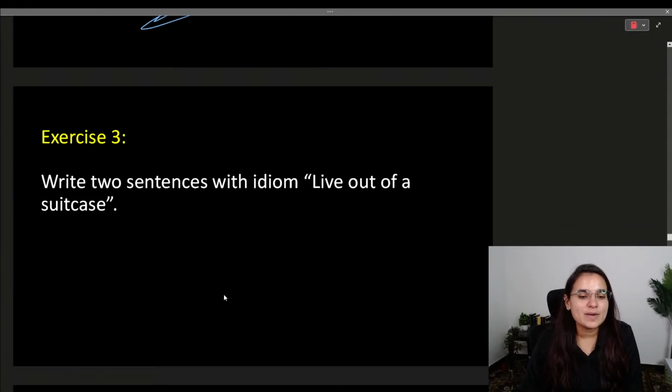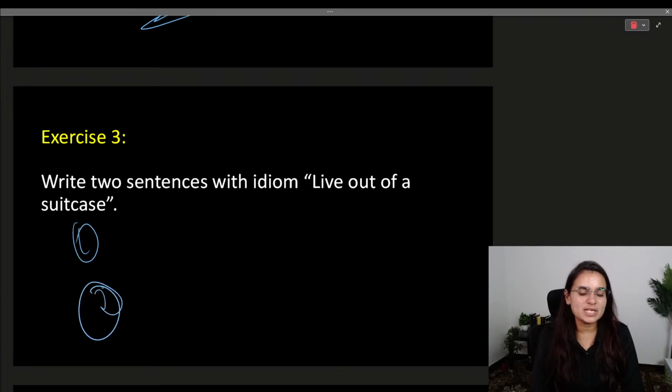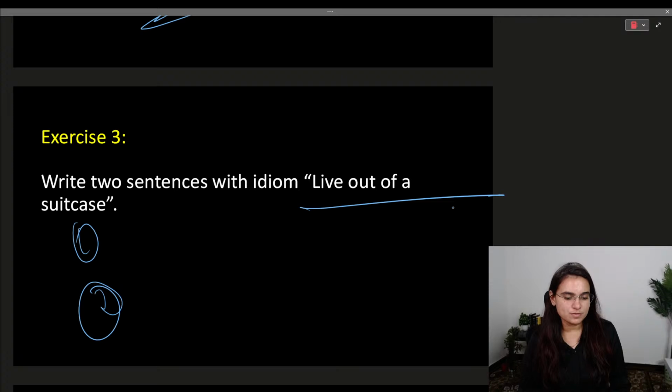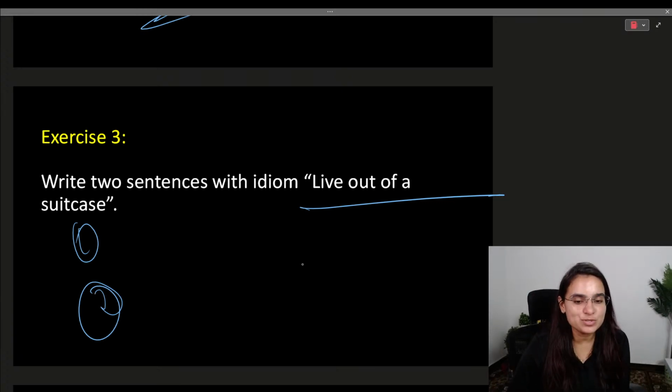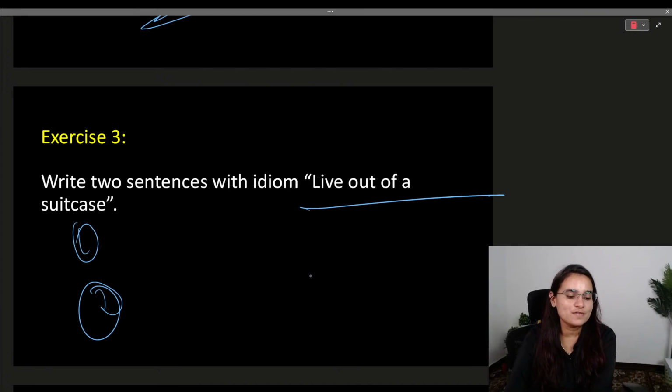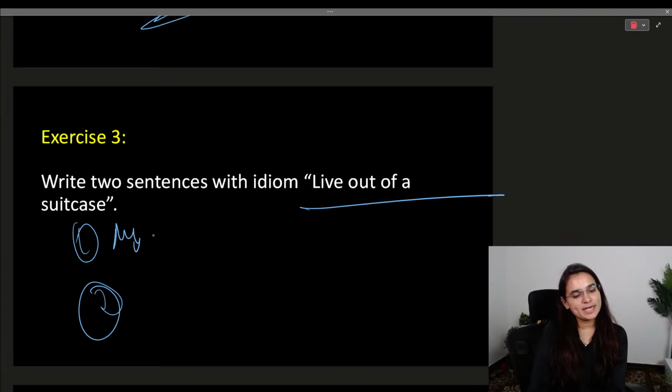Next question is write 2 sentences with idiom live out of a suitcase. You have to guess 2 sentences with the idiom live out of a suitcase. Okay. Calm down, Naveen. Calm down. Yes, calm down. Write 2 sentences with idiom live out of a suitcase. Can you try? I will try one. You can try yours.